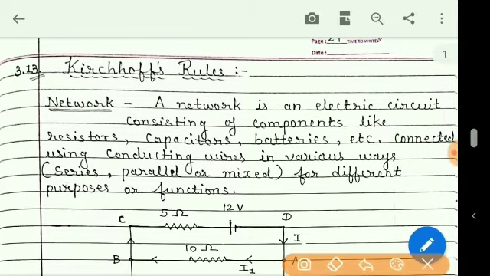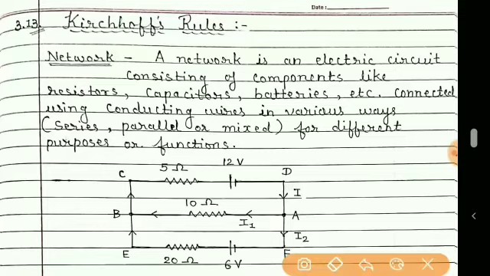So for complicated circuits, Kirchhoff's rules are very helpful to obtain the equivalent resistance as well as current in the circuit as well as potential at any point, etc. Now before we start Kirchhoff's rules, let us know about some related terms with the circuit.